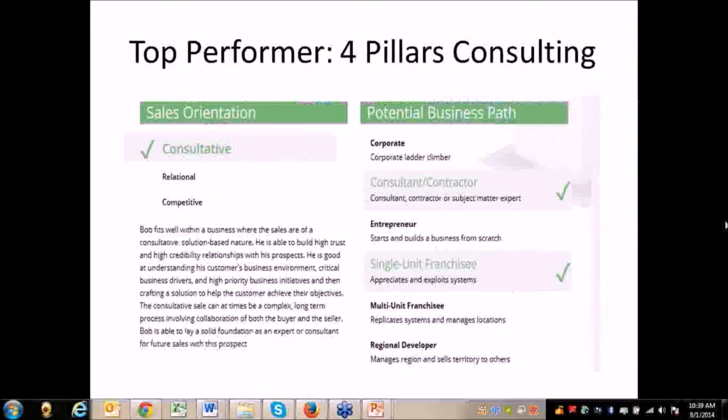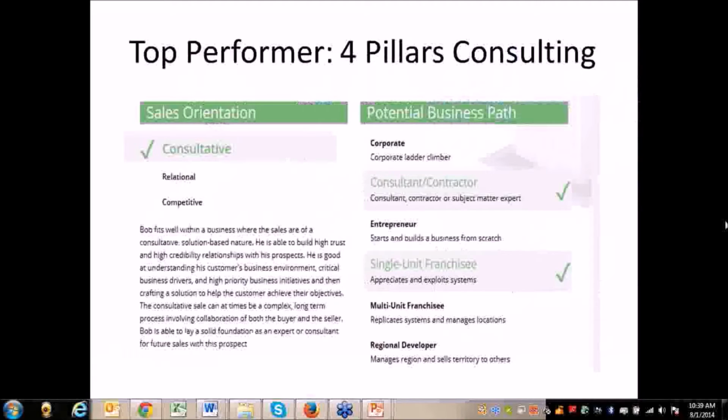Here is the pattern of a top performer within a company called Four Pillars Consulting. It's also the pattern of First Light Home Care. So these folks are consultative types of sales folks. They're also consultative contractor types. They're not wild, crazy entrepreneurs. They're also ready to leave corporate America. And they can also be single unit franchisees. So this is First Light Home Care and Four Pillars Consulting.